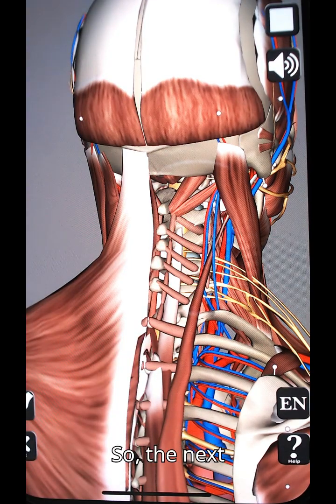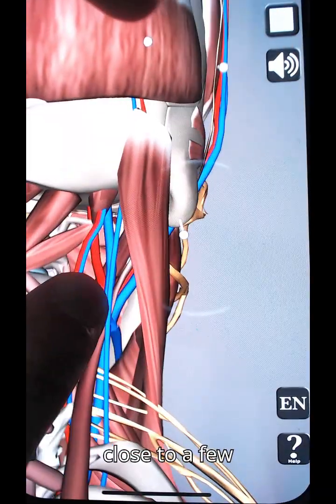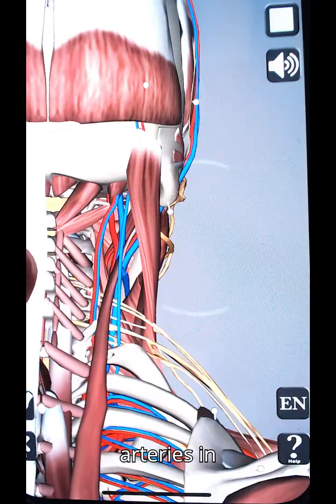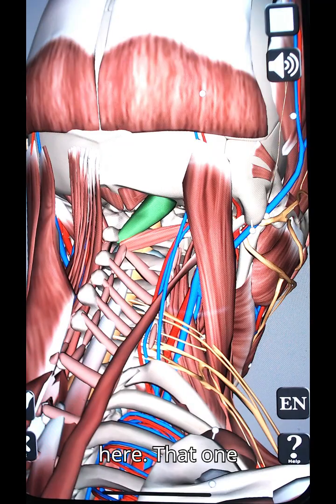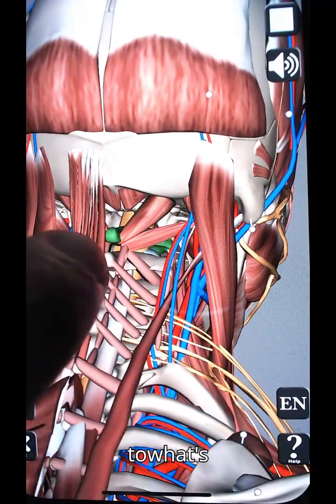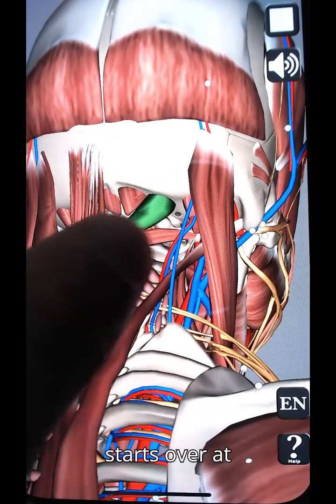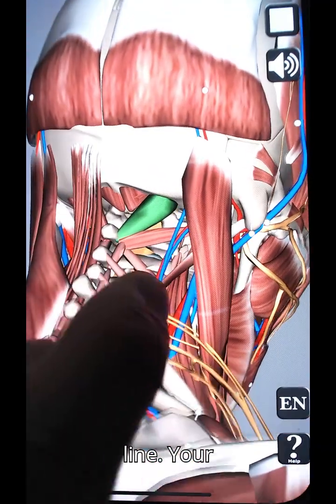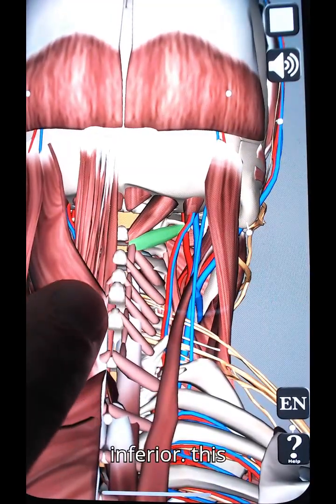So the next three muscles, I like to talk about them all at the same time because they're an interesting set of muscles. They're pretty close to a few arteries in the neck, so you always want to be really careful with them. And that's these guys right here. That one is your rectus capitis. It attaches to what's called your axis, or your C2, and it starts over at that nuchal line. Your next muscle is this one right here, the obliquus capitis inferior.